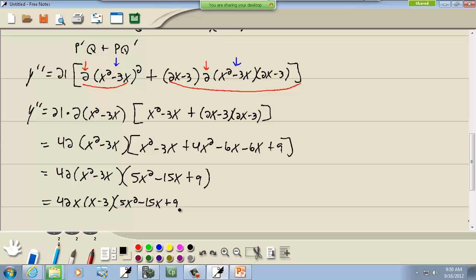Typically, simplified form, and not all the time, some books are a little bit different about this, typically simplified form means if they have something in common, factor it out in front, and try to write it as a product if you can. Like this times this times this. But anyway, that's our answer.